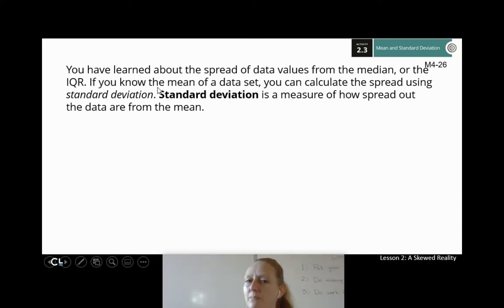But if you know the mean of a data set, you calculate out the average, you can calculate the spread using standard deviation. And standard deviation is a measure of how spread out the data are from the mean. Now, I warn you, I'm about to show you the formula for this. Please don't freak out when you see the formula, okay? We're going to talk about it. We're going to do all the parts, and we're going to do a whole step-by-step work our way through it, okay? Remember, I'm only mildly evil, not totally evil.